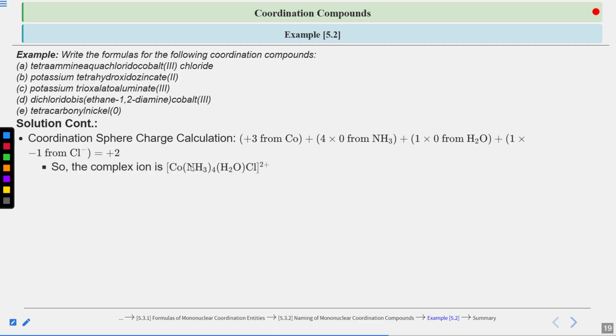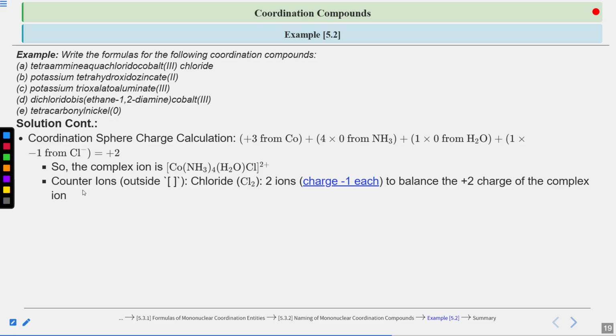So the complex ion is [Co(NH3)4(H2O)Cl] 2+. We write the number first, 2 plus. So cobalt is our central atom; ammonia, water molecule and chlorine are ligands with their specific numbers as given in the name, and the charge we have calculated for the sphere is 2 plus.